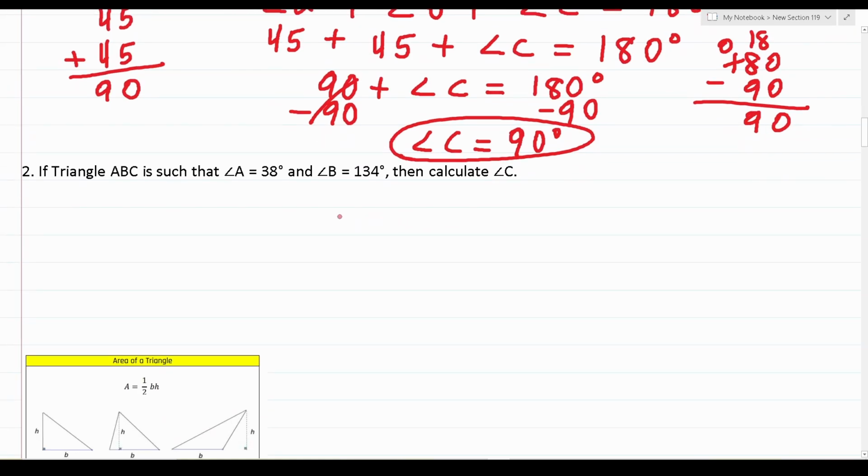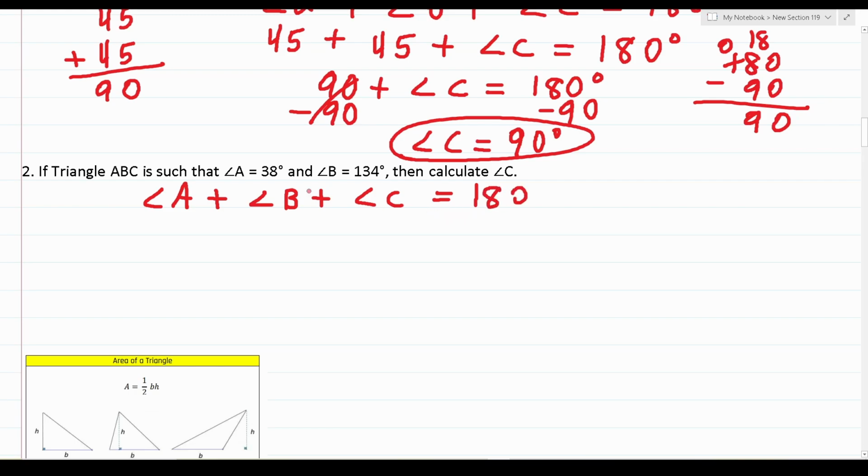All right, so let's take a look at number 2 here. It says if triangle ABC is such that angle A equals 38 degrees and angle B is 134 degrees, then calculate angle C. Again, according to the triangle sum theorem, all of the angles in a triangle are going to add up to 180 degrees. That is to say, the measure of angle A plus the measure of angle B plus the measure of angle C is going to be 180.